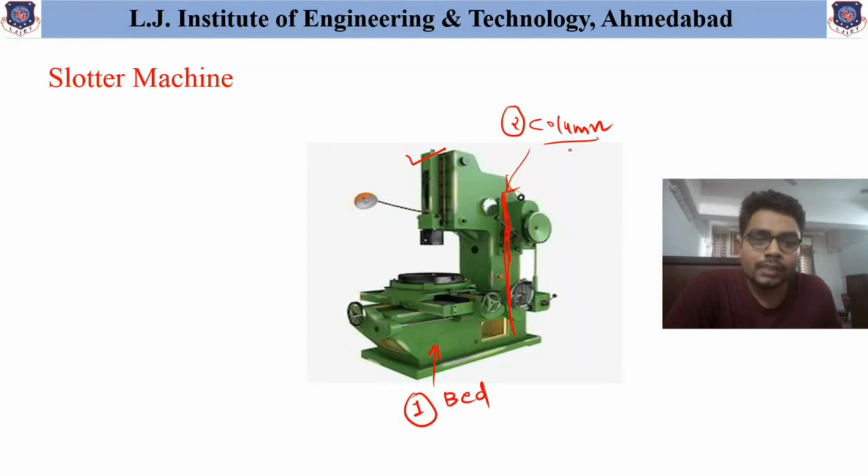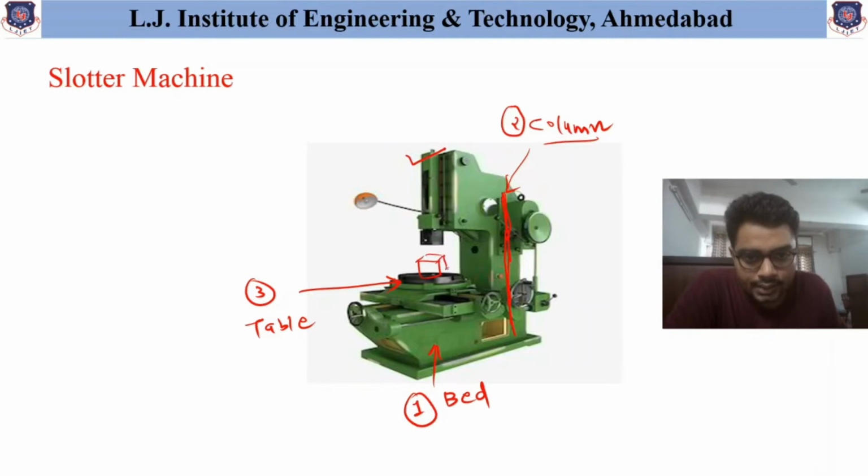And this column also consists of many mechanisms that are used to obtain the table movement or the slotter movement that are required during the machining process. Now the third part is called the table, and this table is used to hold and support the workpiece. That means the workpiece is set on this table.